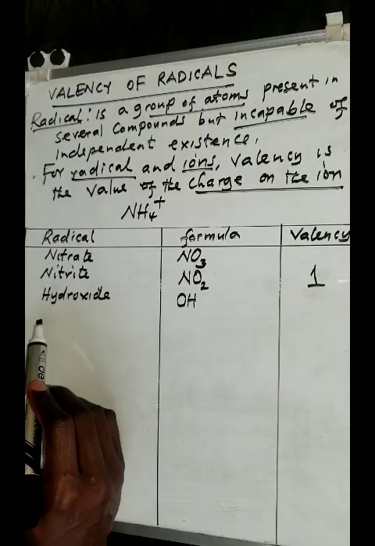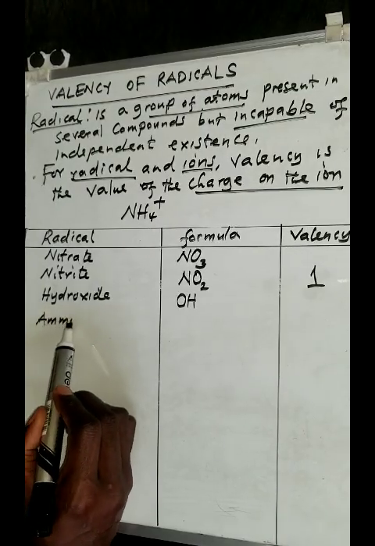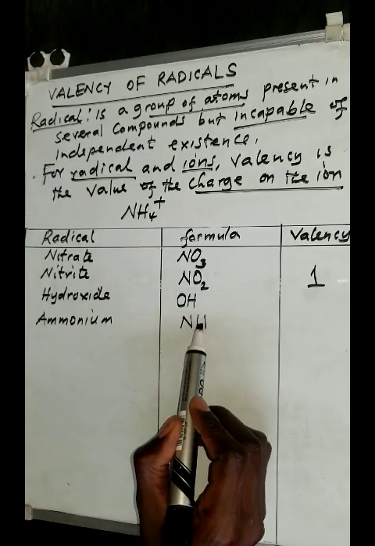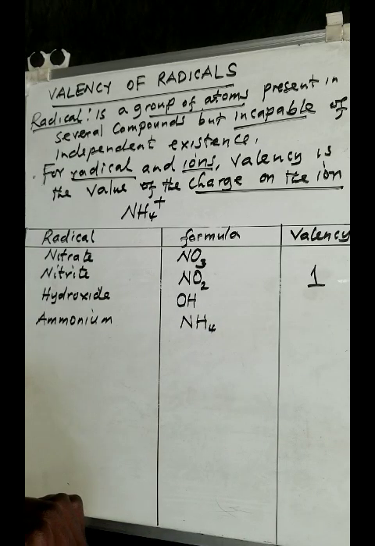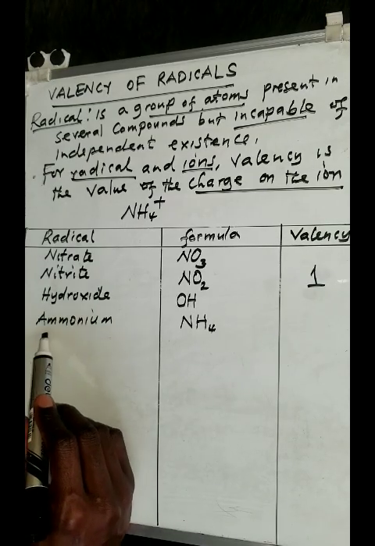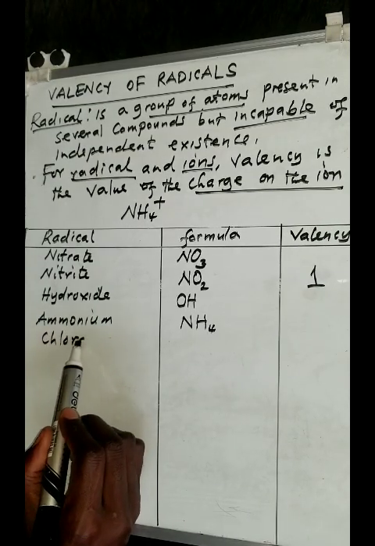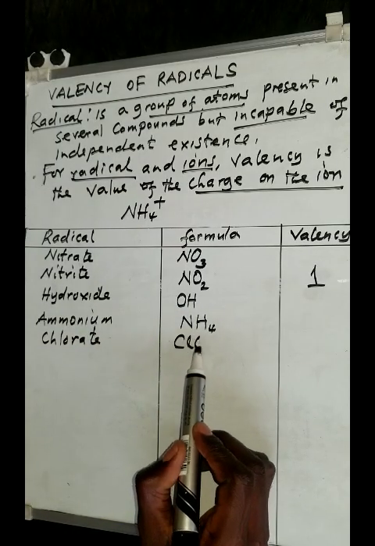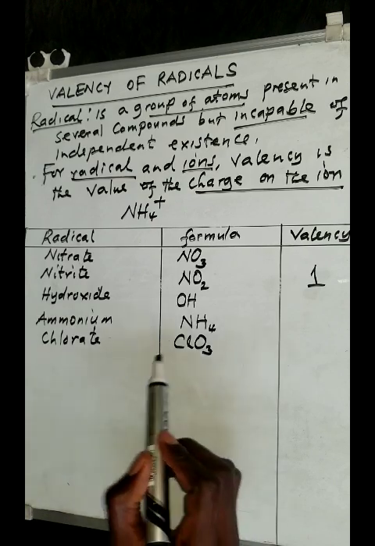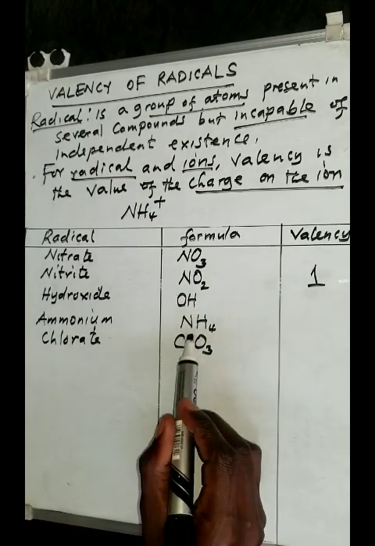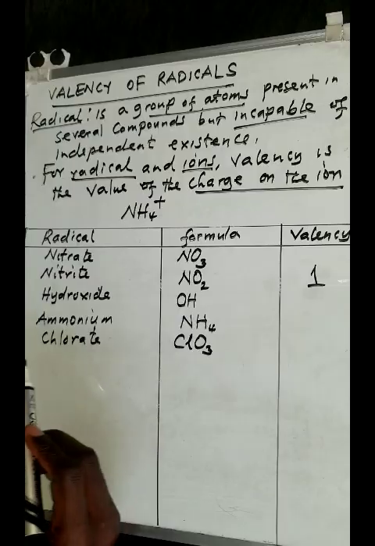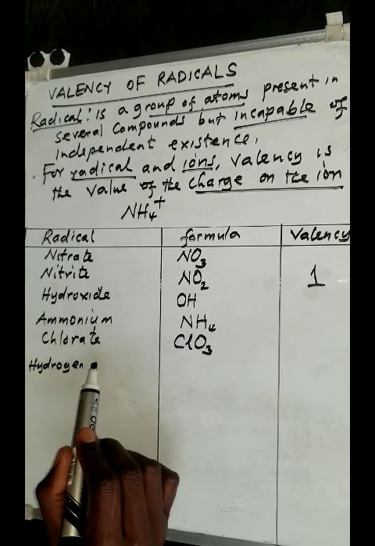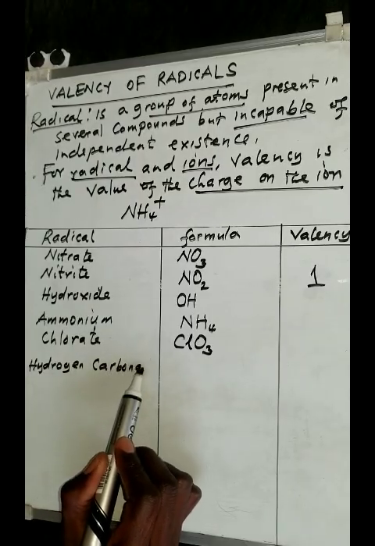We can also talk about ammonium, in this case capital N, capital H, and the subscript at the bottom there, which is a 4. You can also talk about chlorate. When we talk about chlorate, it's capital C, small l, capital O, and a 3 there. So that is chlorate. We can also talk about hydrogen carbonate.